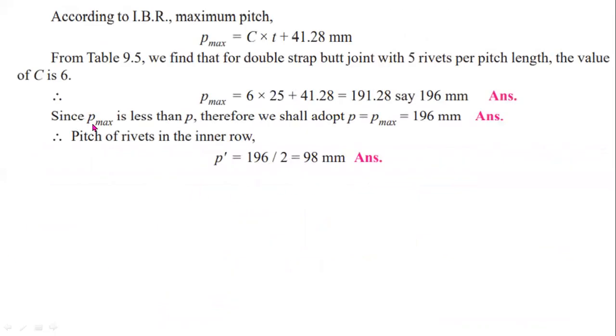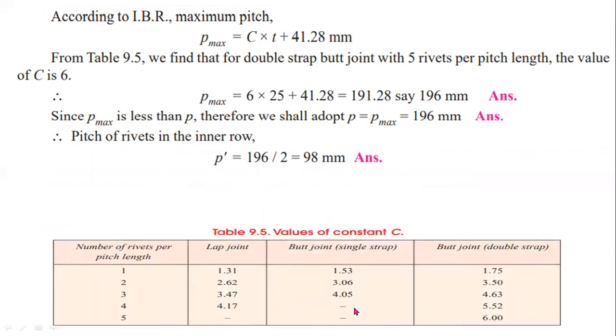Now, for determining the maximum pitch of the rivets, you have to use this formula. Here the value of C is obtained from this table. For 5 rivets per pitch, the corresponding value is 6. So capital C equals 6.